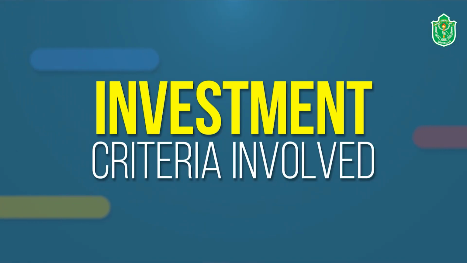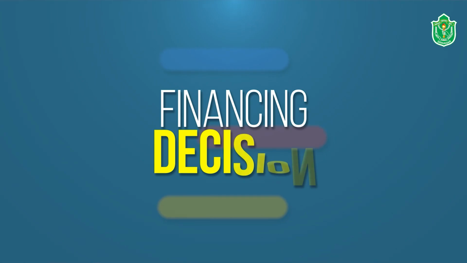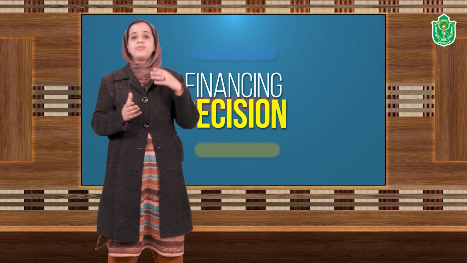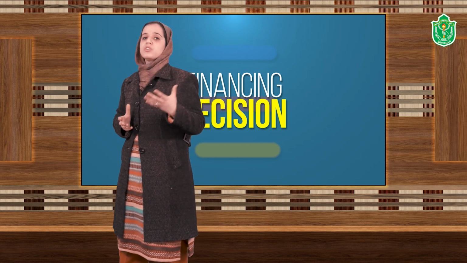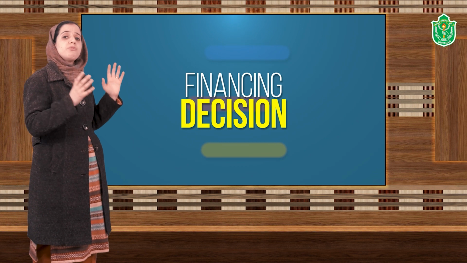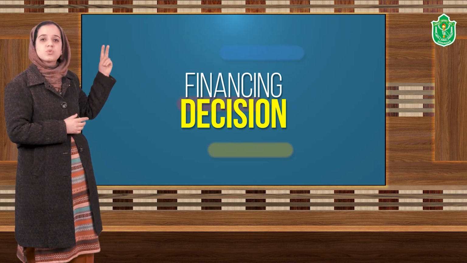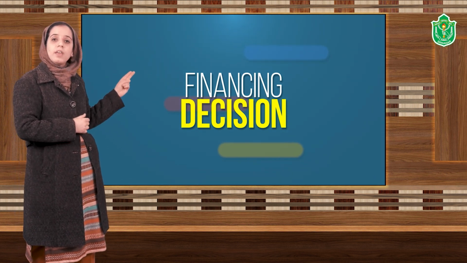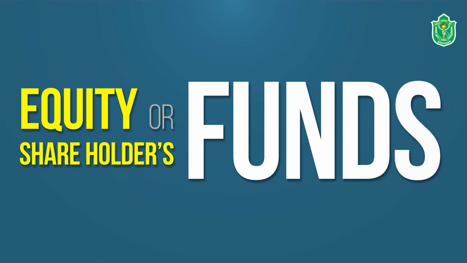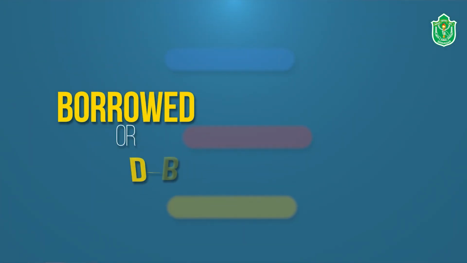The next is financing decision. This financing decision relates to the decision of the firm regarding from where the funds can be raised, because there are two main sources of raising the funds. The first one is owners' fund, which is also known as equity or shareholders' fund, and the next is borrowed funds, which is also known as debt funds.